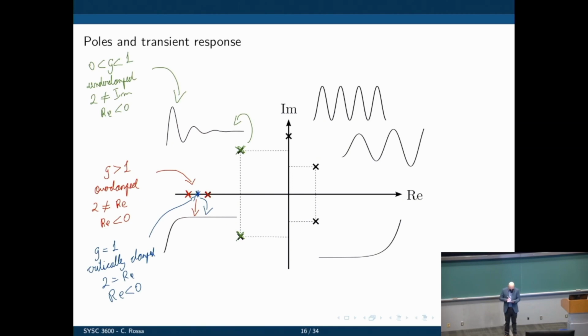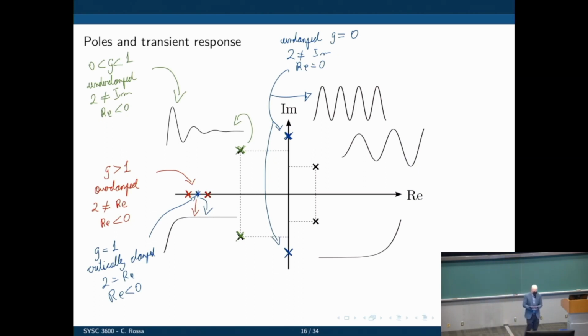We can continue now, and if we keep decreasing the damping ratio, we reach the next case, which is the undamped system, where the damping ratio is 0. We have two distinct imaginary numbers as a result, and the real part is 0. So the system settles here and there. There is no exponentials because the real part is 0. And the result is an oscillatory behavior that never stops.